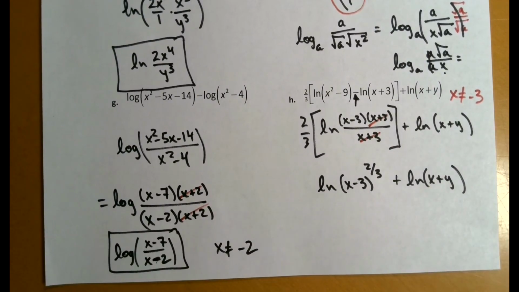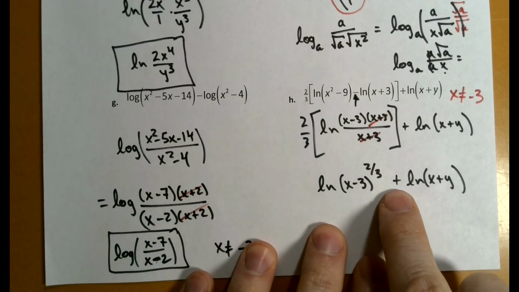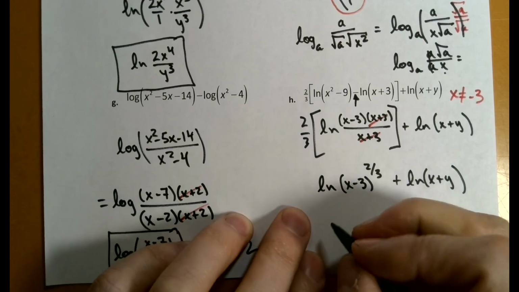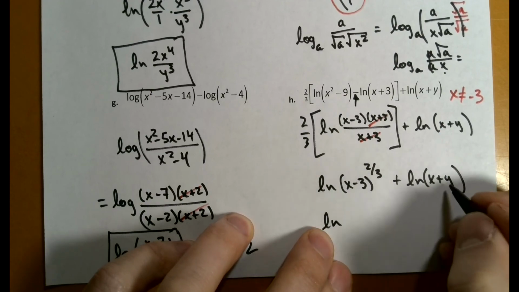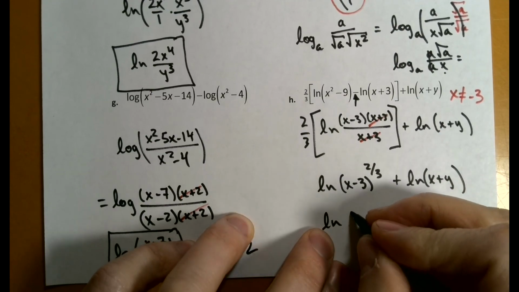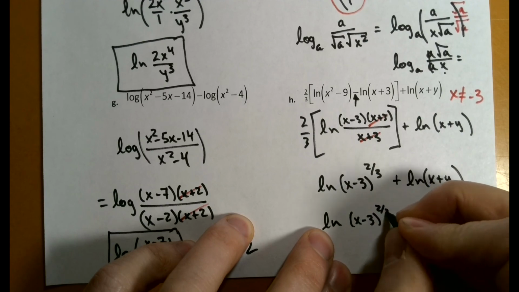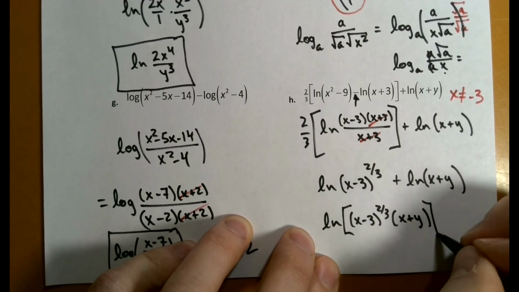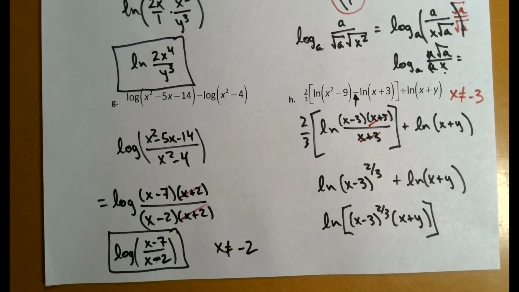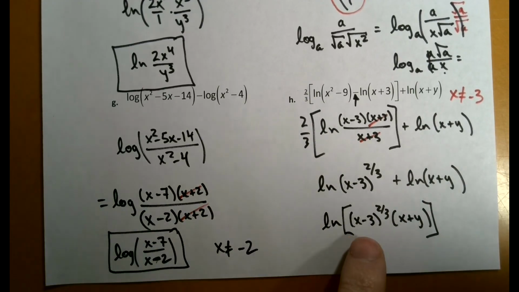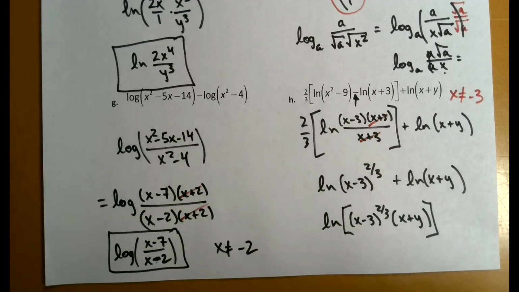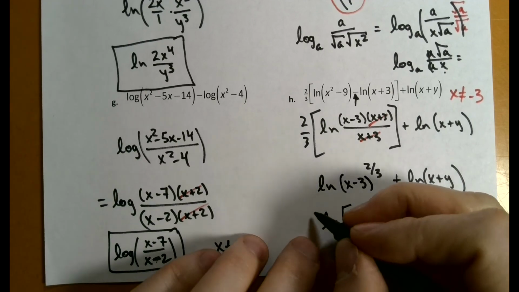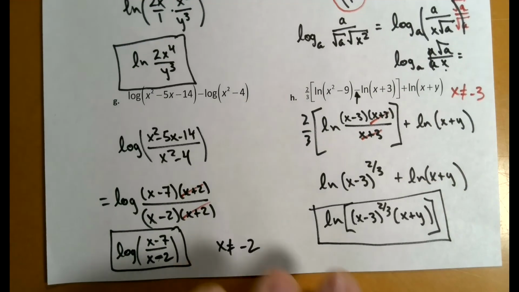One last step to get a single logarithm with a coefficient of 1, and that is to note that addition is the same thing as multiplication of the two things within the logarithm. So this would just become x minus 3 to the 2/3 times x plus y, and it's natural log of all that. There you have it. That's our final answer. We could try to multiply this craziness out, but anytime you have those fractional exponents, that gets wild. So we'll call this good.